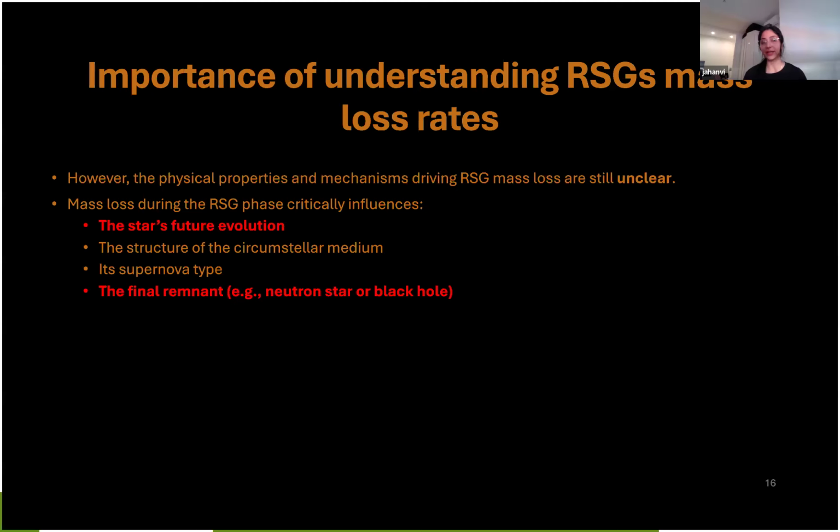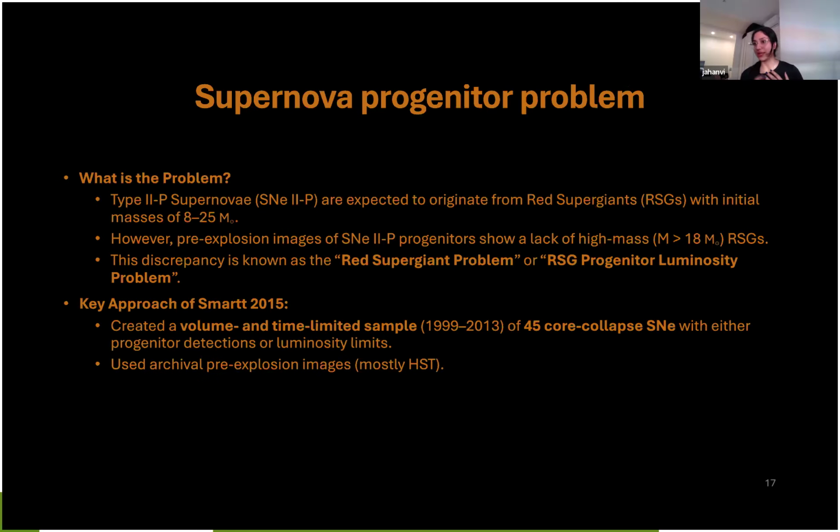So after telling you all these mechanisms, I still want to say that it's still under revision which is the dominant mechanism, or which mechanisms combined with which mechanism drive the huge mass loss in RSGs. It's still an open field, and the work is still going on. After this, I would like to come back to the point where I said that the mass loss also influences the star's future evolution and even the final remnant. And this takes us to the famous supernova progenitor problem, basically.